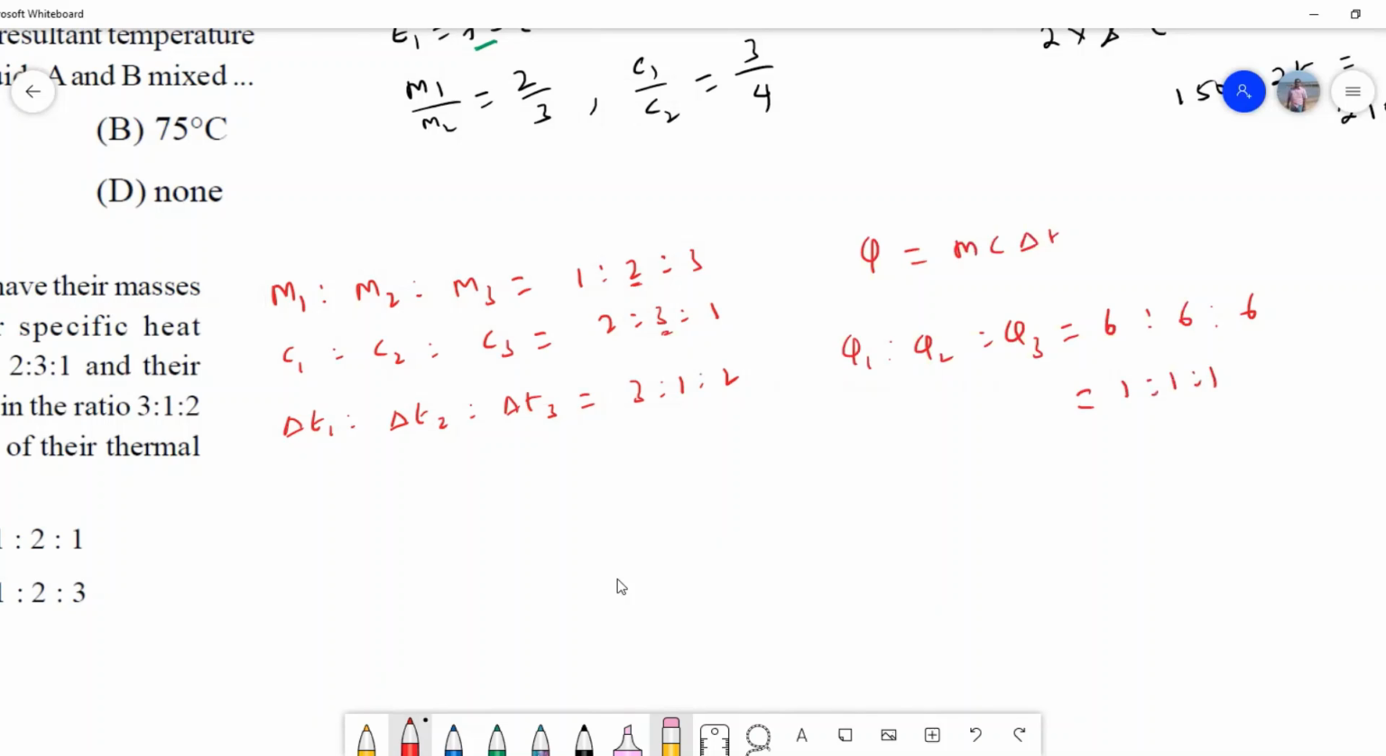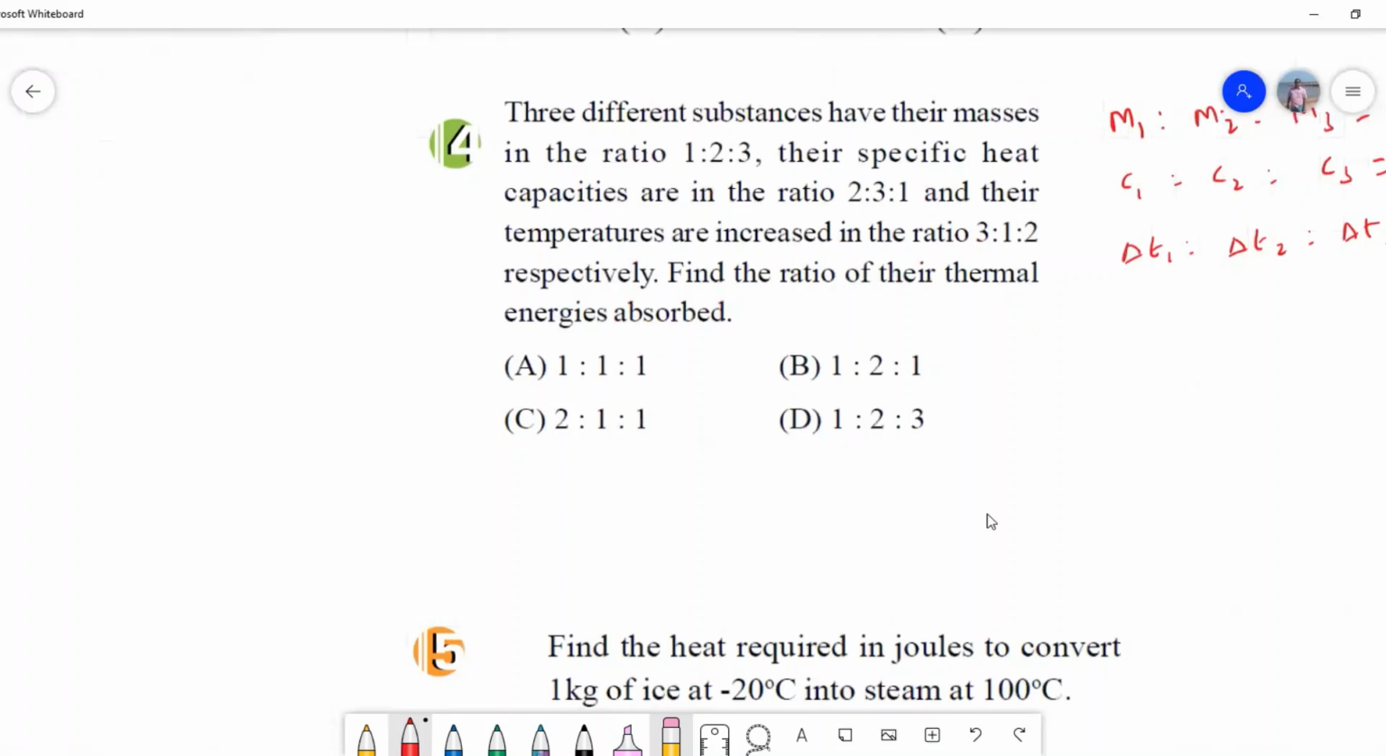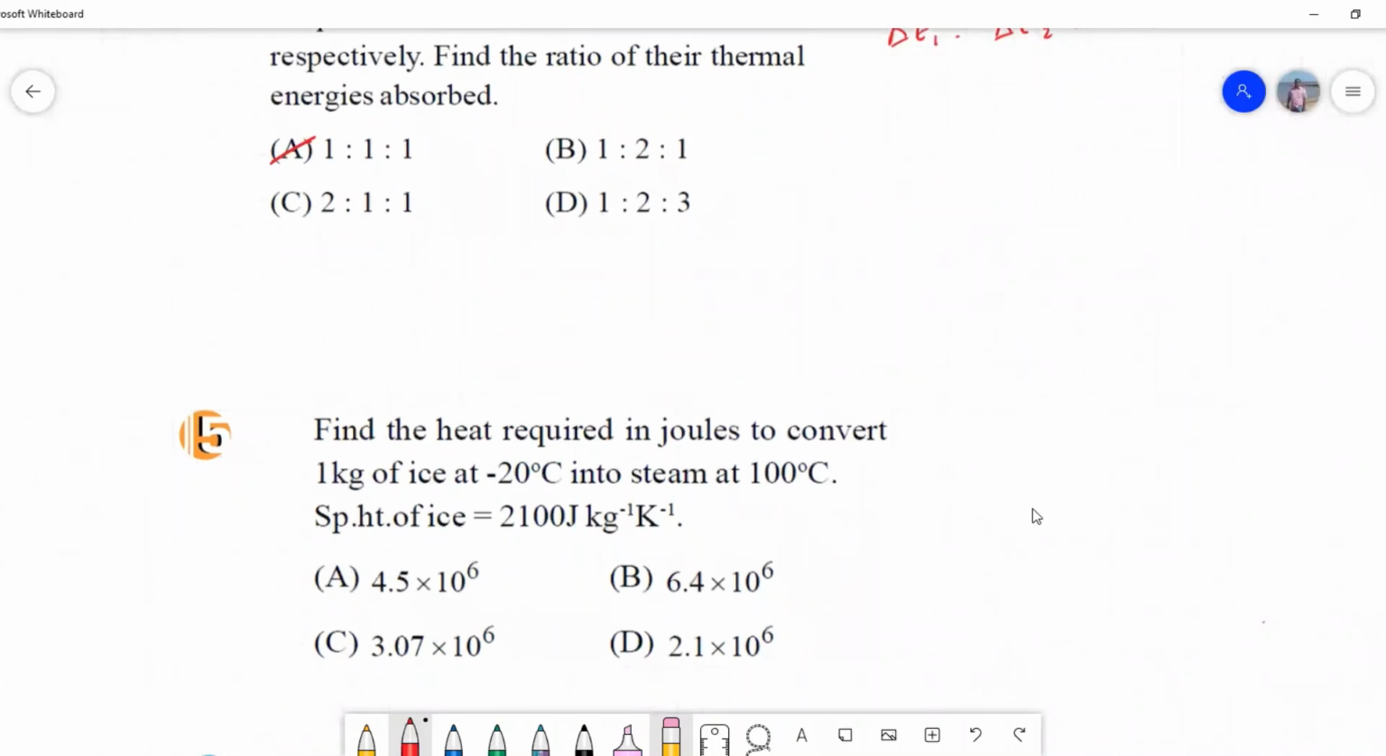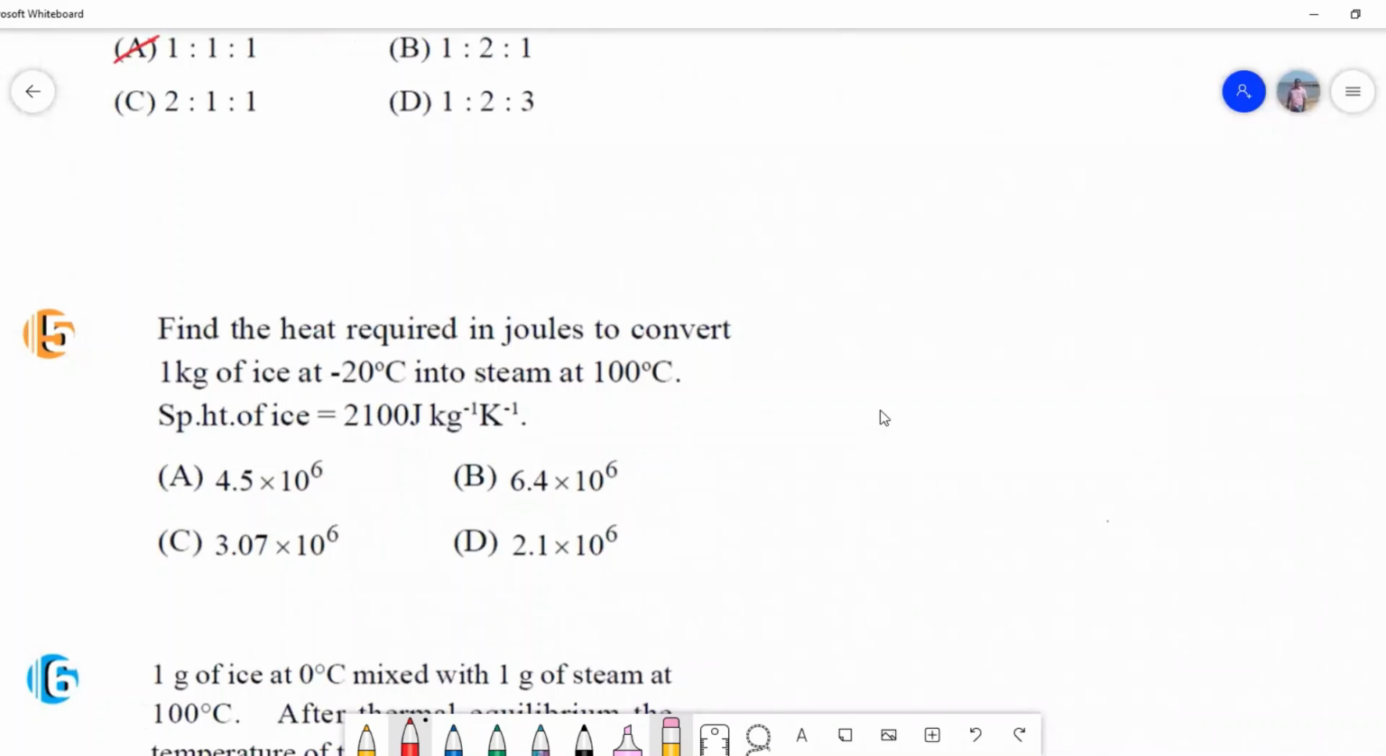So the ratio of energies absorbed by them will be equal, 1 is to 1 is to 1. I'm just taking the product. For the first one, the product of m1 c1 ΔT1. Second one, m2 c2 ΔT2. Third one, m3 c3 ΔT3. So 1 is to 1 is to 1. Let me check the options. Yes, the answer is again the first option. Now let's move on to problem number 5.